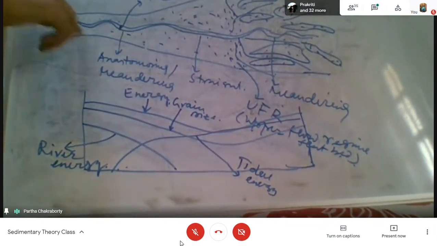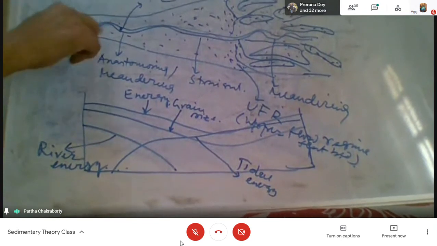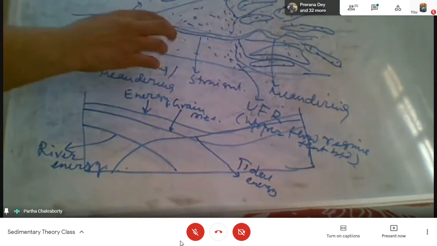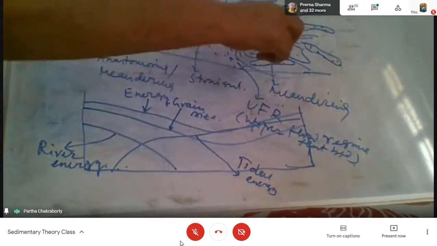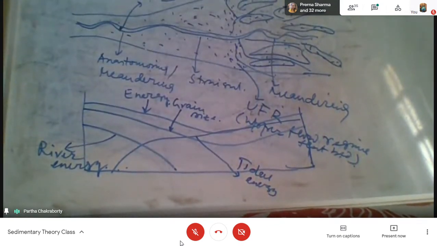Now, the main channel, initially, may be anastomosing or meandering. In the mid part, it becomes a little straight and then again becomes anastomosing or meandering. So this is the pattern, and the energy never goes very down.